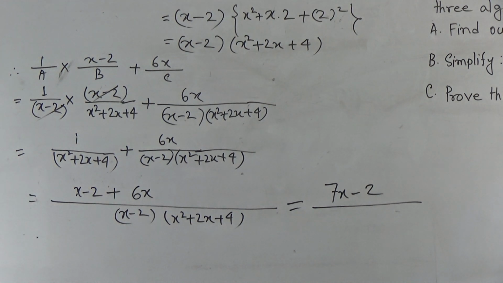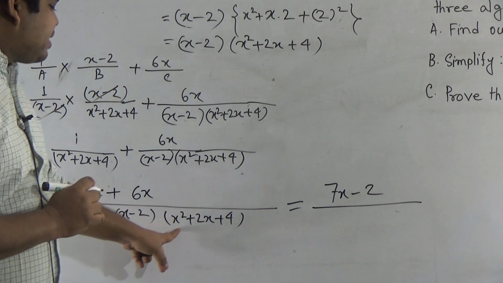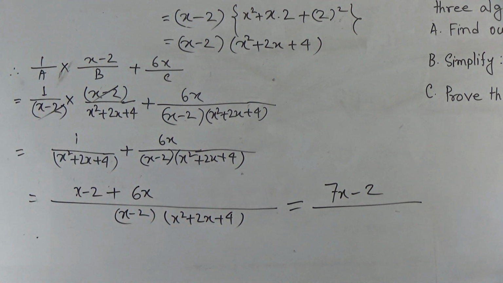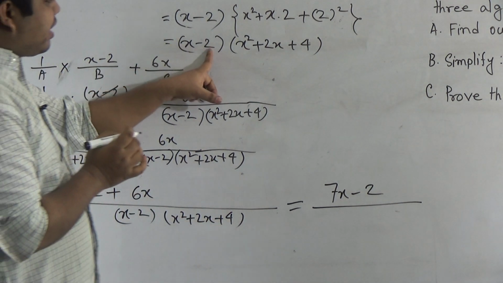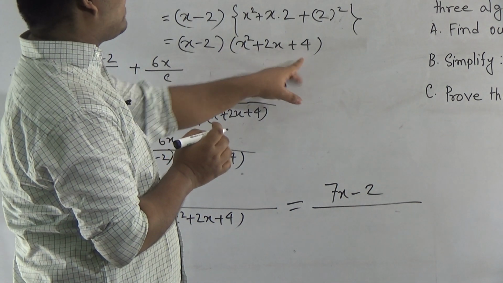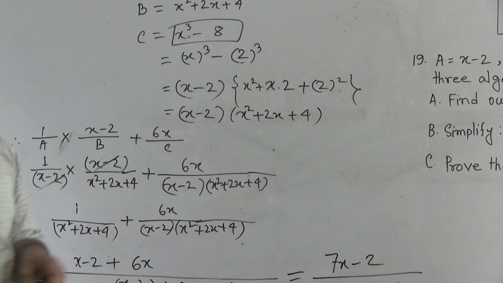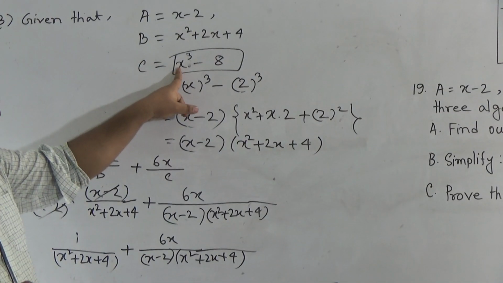My dear student, notice x minus 2 and x square plus twice x plus 4. These factors come from which fraction? Notice x minus 2 and x square plus twice x plus 4. This comes from this main expression, that means x cube minus 8.